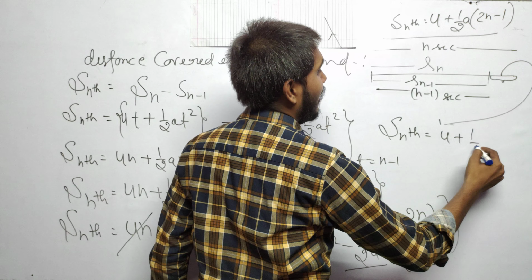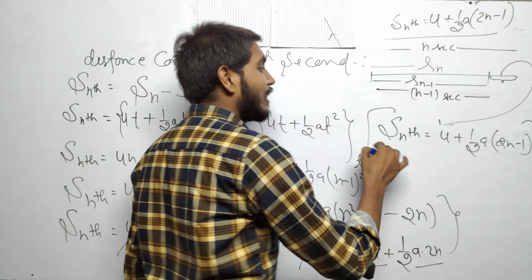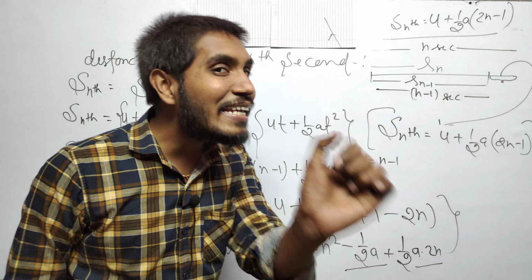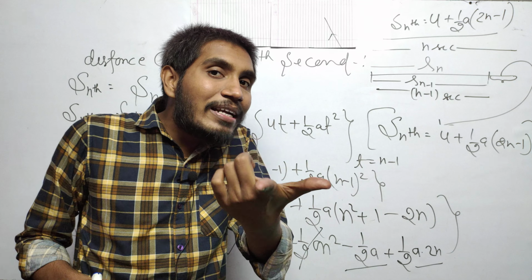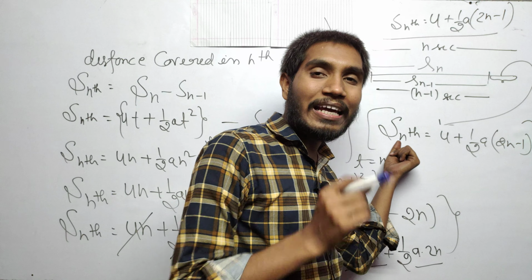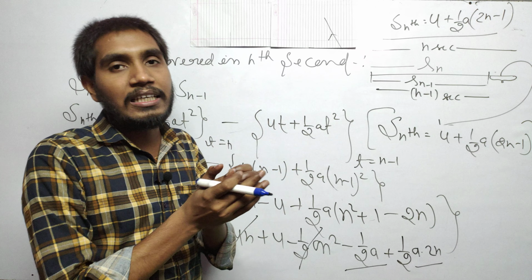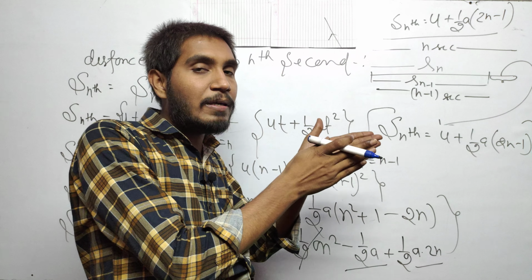u plus half a into 2n minus 1. When the question asks for the 17th second, 17वें सेकंड में चली गई दूरी, then we will put 17 in the place of n. 17वें सेकंड में चली गई दूरी, 17वें सेकंड, 16 बीतने के बाद 17वें से 16वें.